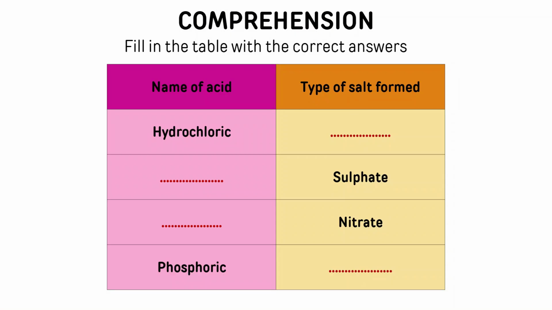Good job. Okay, so it says here fill in the table with the correct answers. So we have the name of the acid and the type of salt formed, and then you're supposed to fill in all the missing blanks. So good luck.